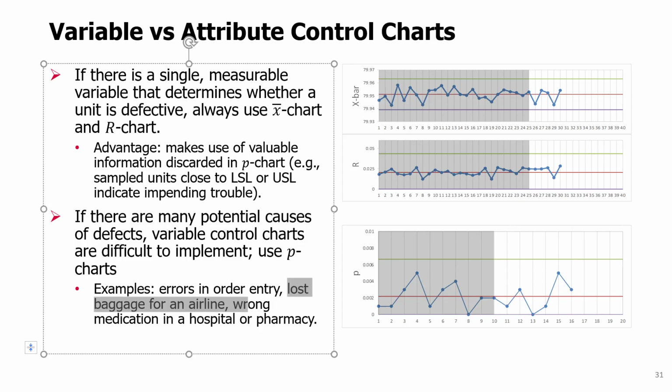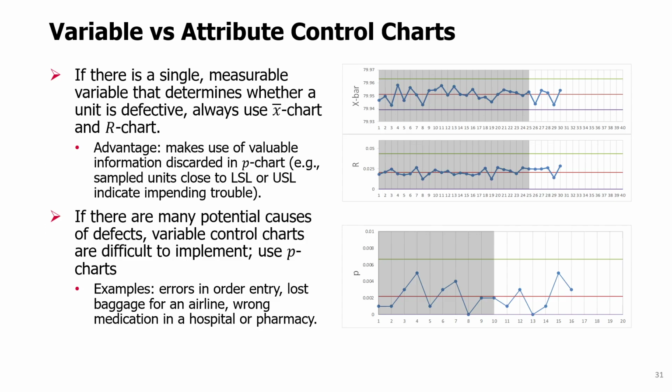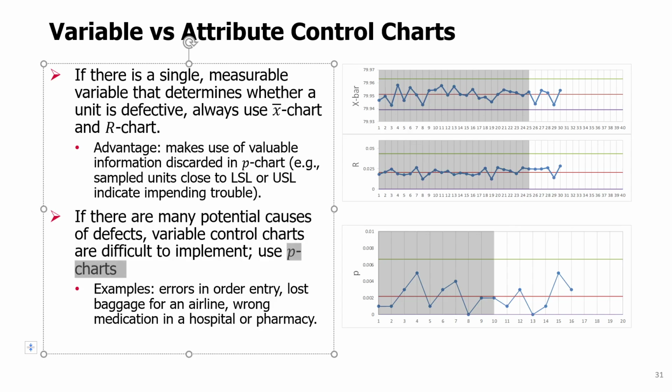It might be difficult to determine the cause of lost baggage for an airline, but it's usually easy to count the number of lost baggages and compare it to the total of the baggages that we served, or in a sample, or even the whole number of baggages that we transported. So in that case, a percentage of defects, or P charts might be much more useful, much easier to manage, in order to control quality of our service or manufacturing process.